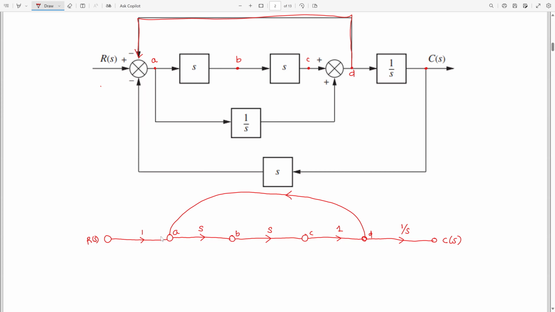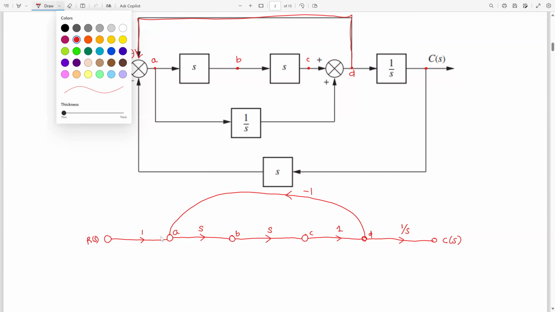Then the transfer function of this branch right here is -1 because of the minus. It's -1 because of the minus here. And then it's 1 because the transfer function of a line in control systems is 1. So 1 multiplied by minus here gives you -1. Okay.